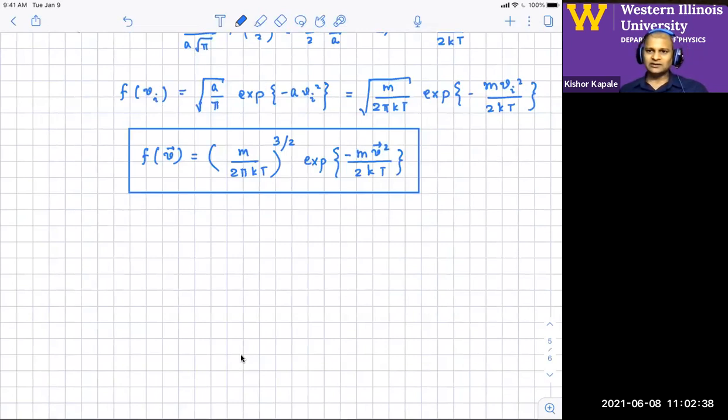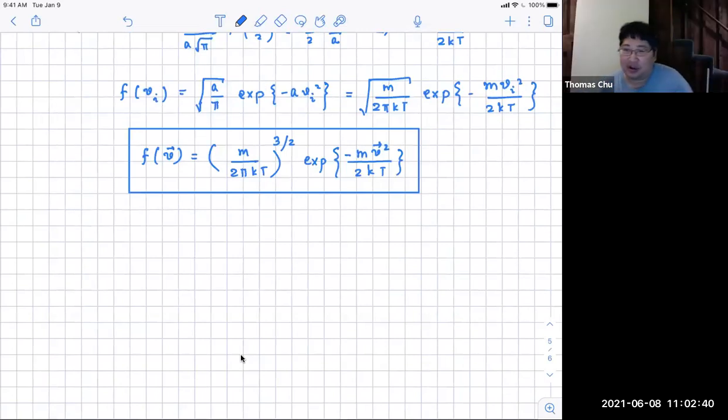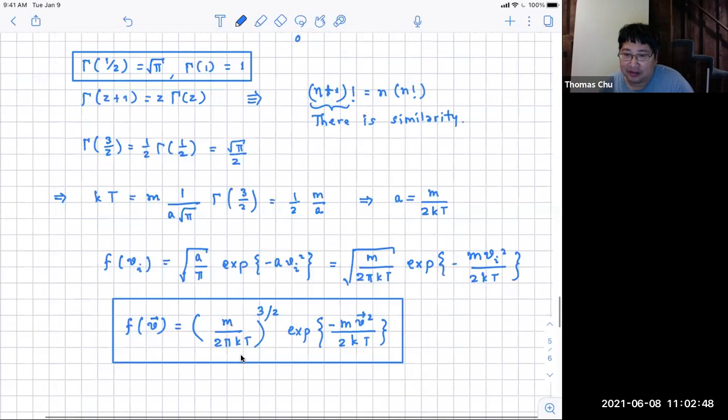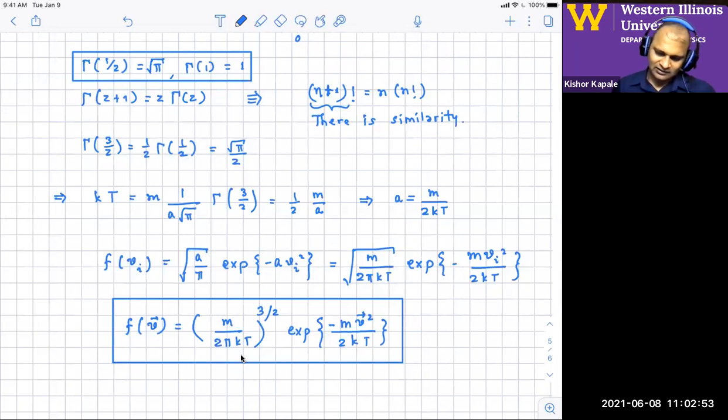Thomas, you had a question? Yes, I noticed that in one of your equations in the middle of the page, you said that n+1 factorial equals, it should be n+1 times n. Right. It should be n+1. You got it. Very good. Thank you.